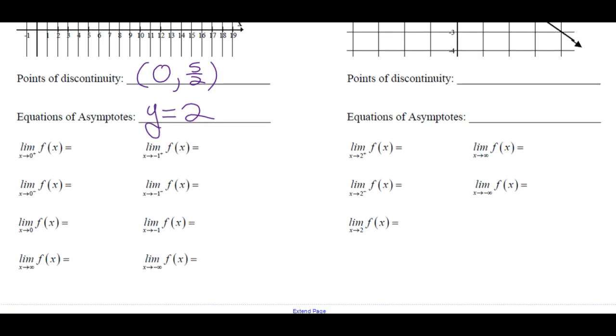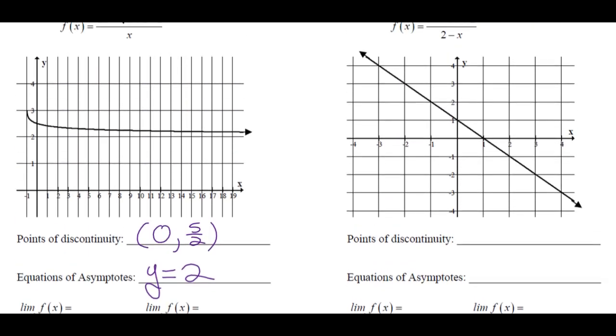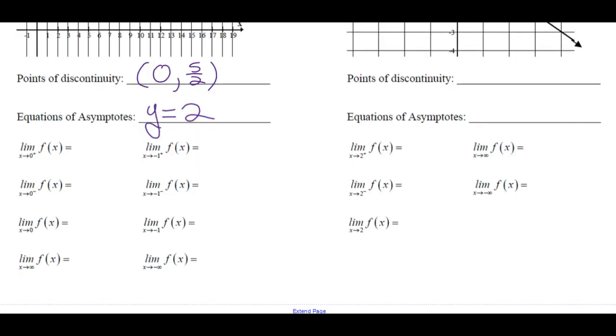Okay, now what are we looking at? We're looking at the limit as x approaches 0 from above, the plus. So what is the limit as x approaches 0 from above? So there's 0. From above means from a positive direction, or going right to left. So that limit is 2.5 or 5 halves.